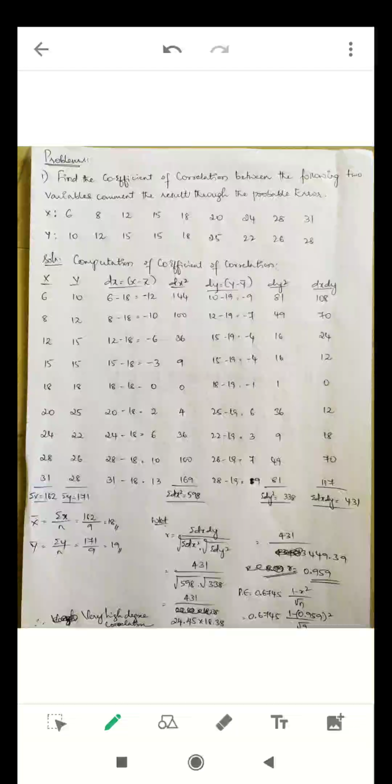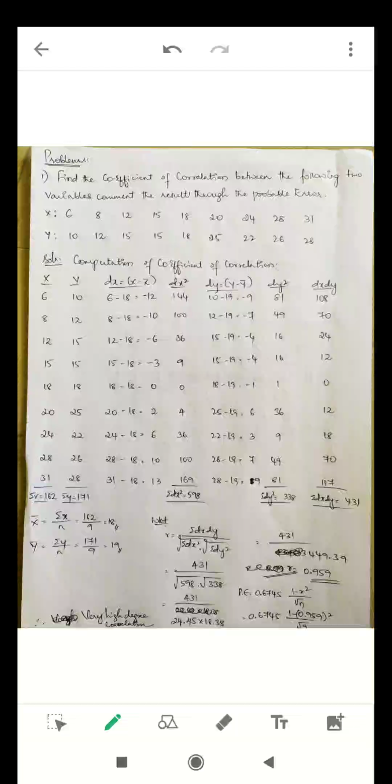So this formula we use when we get an actual mean value. And next, how to calculate dx and dy: dx and dy can be calculated from x minus x bar for dx, y minus y bar for dy. This we calculated in the mean. If you remember, it is very easy.